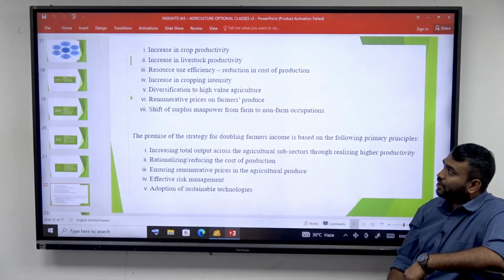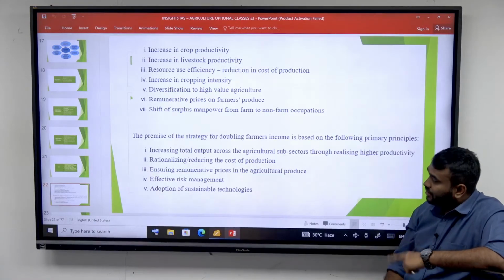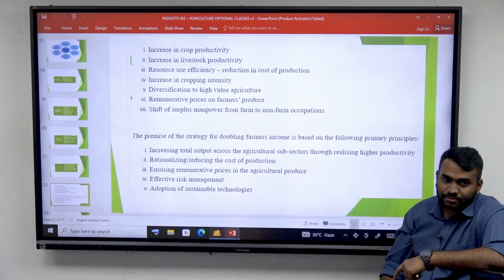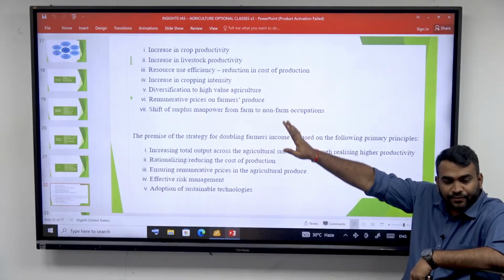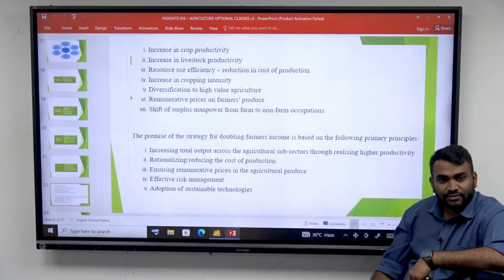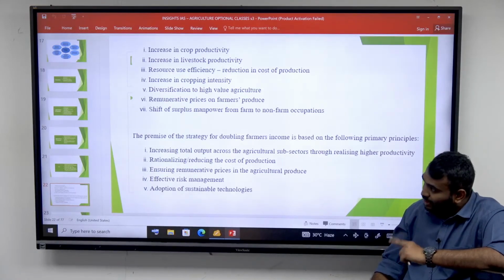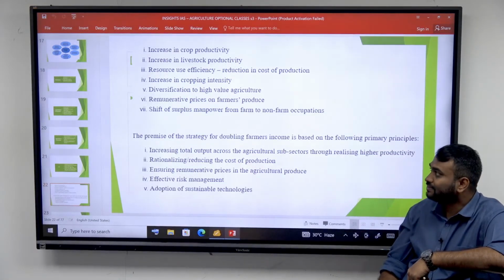Here, increase in crop productivity. For that, what are the measures they had taken? Next one is livestock productivity, resource use efficiency, then increase in cropping intensity, diversification, remunerative prices, and shift to the surplus. So these are the major focus areas. I have taken this from a government source itself. DFI, the report or the committee, which is the committee which recommended DFI? Ashok Dalwai is from Karnataka, you should be knowing. So the Ashok Dalwai committee had recommended this DFI, and in that document only they had given this strategy. So this is a direct screenshot from that document itself.